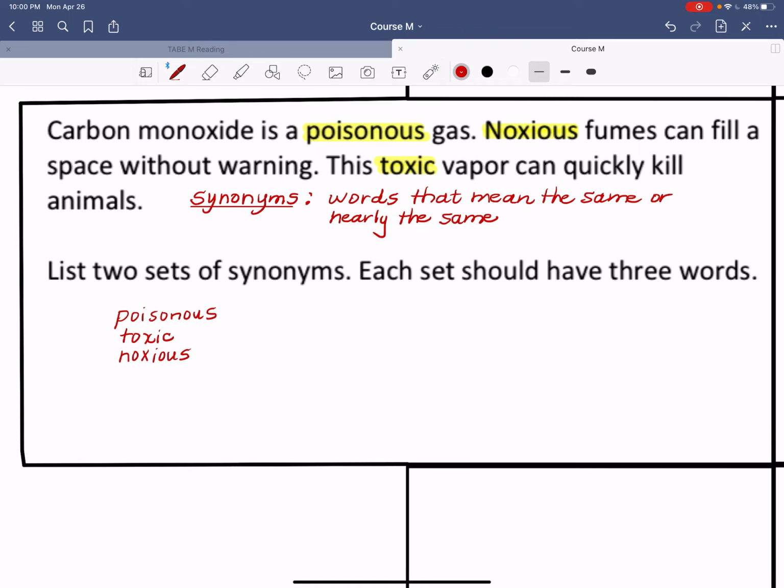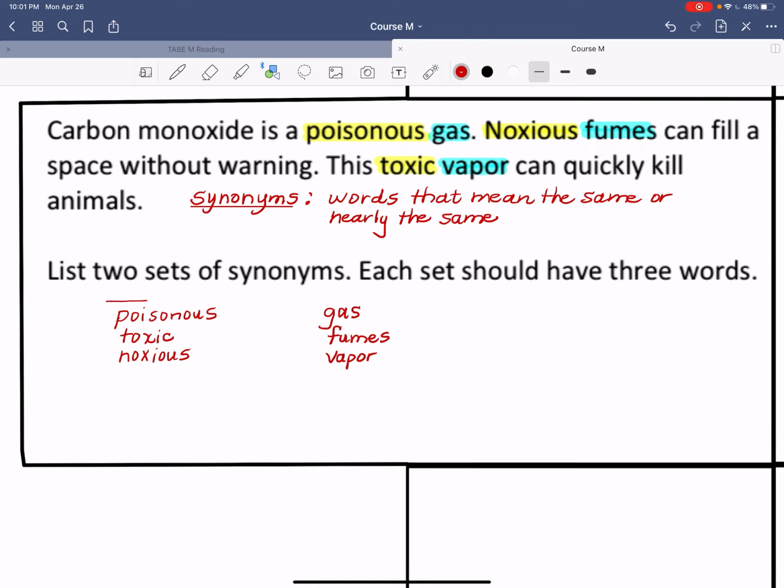We're talking about something I breathe. Okay, so I breathe a poisonous gas. I breathe noxious fumes or toxic vapor. Those three words are synonyms. Gas, fumes, and vapor. Those are all of a similar meaning.